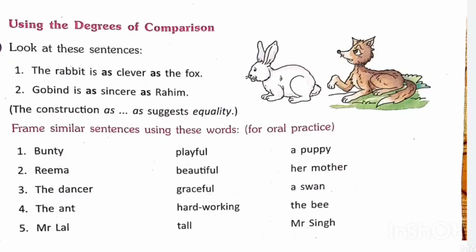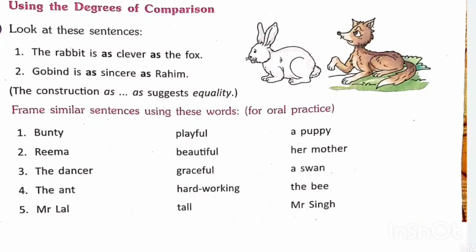Okay, look at the sentences. In number 1, rabbit is as clever as the fox. That means these two words, as clever as, mean we are not comparing it, we are suggesting its equality. Like that, Govind is as sincere as Rahim. In the same way, we'll go for some more exercises. Like in number 1, Bunty is as playful as a puppy. Okay. In number 2, Rema is as beautiful as her mother. So the rest is for you all. Hope if you can understand, write it in the comment box.